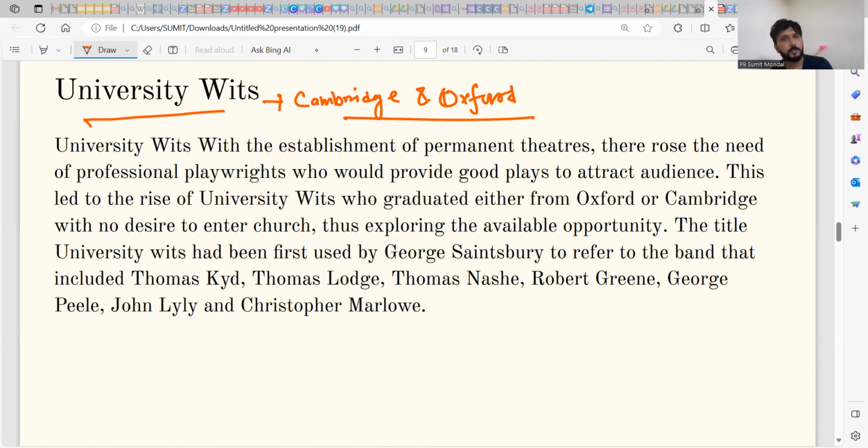Interestingly, Shakespeare was not part of that. Shakespeare didn't have any university education. Although Shakespeare had, to some extent, collaborated with a few of them, although a few actually opposed Shakespeare at that moment. Okay, who are the university wits? Thomas Kyd, Thomas Lodge, Thomas Nash, Robert Greene, George Peele, John Lyly, Christopher Marlowe.